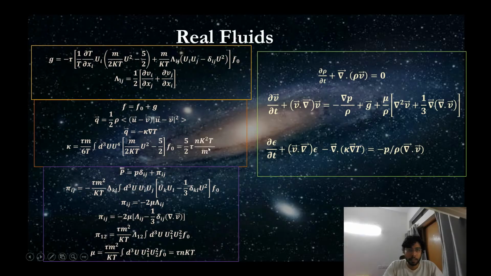This thing has a physical significance: q is the heat flux, and kappa is the thermal conductivity. I think you're familiar with thermal conductivity, especially in metals. For example, if the collision time is very high, then the thermal conductivity will be high.